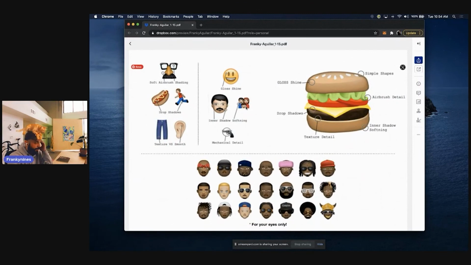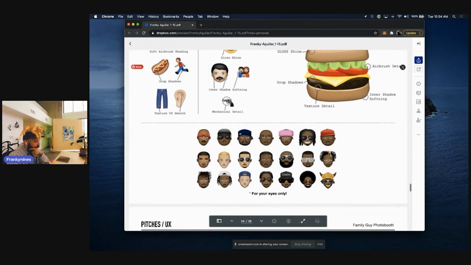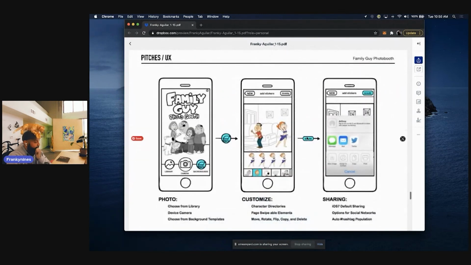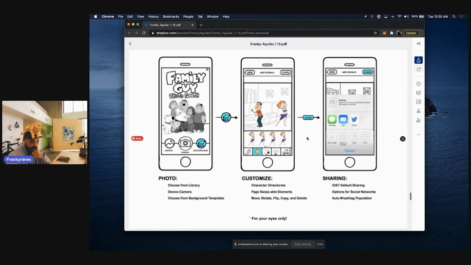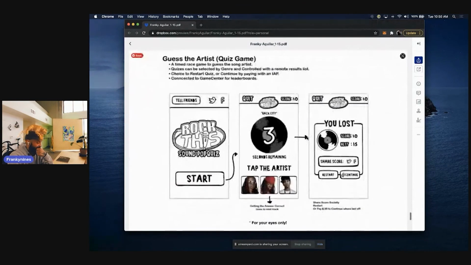This was another project for identifying, setting rules and consistency guidelines for emojis, and then making rapper emojis. Check it out, it's Lil Wayne. I worked on a project for Family Guy. That was a long time ago. And Ray Shremmerd. Ha! Cool.